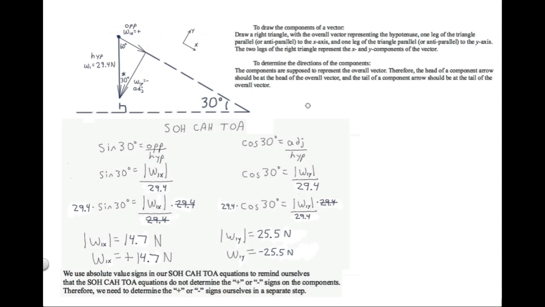Here is a summary of the process for breaking weight 1 into components. We have to draw this right triangle. We draw the legs parallel or anti-parallel to the x and y axes, following this rule. And to find the directions, where we have the head of the overall vector, we should have the head of a component. And where we have the tail of the overall vector, we should have the tail of a component. So this is the head of this component.